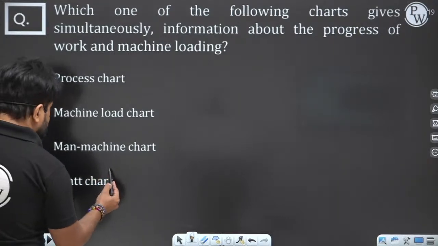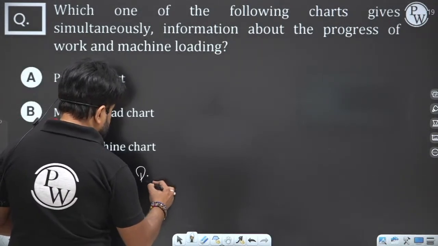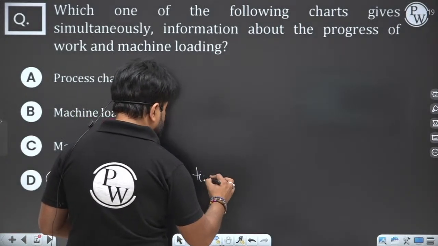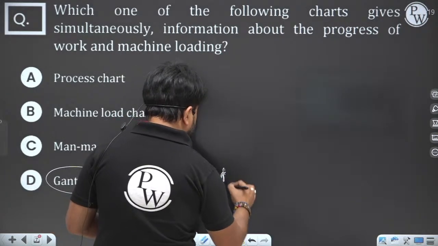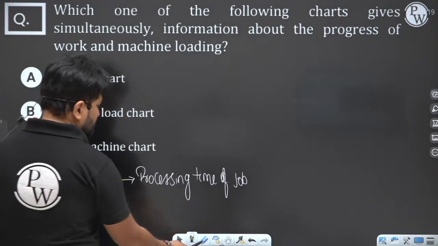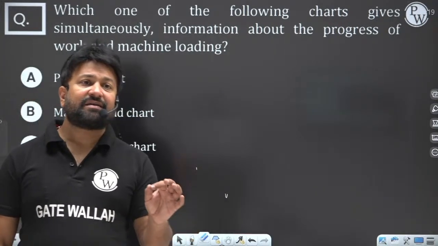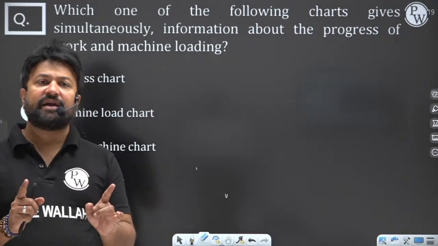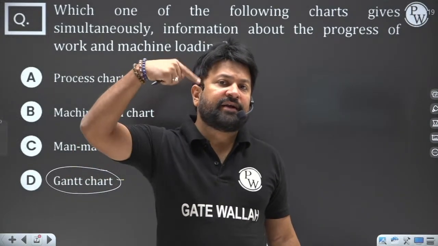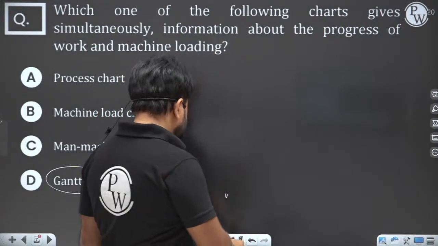A Gantt chart will give the processing time of a job. Listen to me carefully. If you have drawn the Gantt chart in production planning and control, recall in your mind what you plot. You plot a machine.